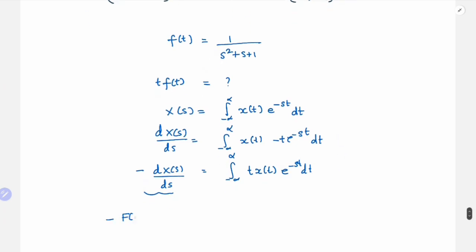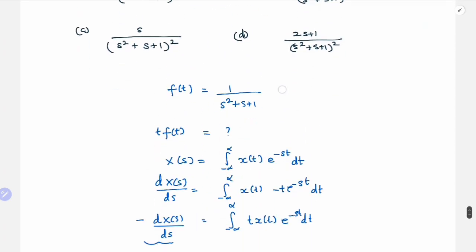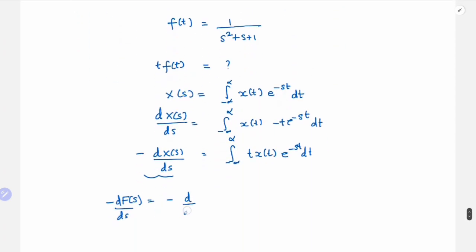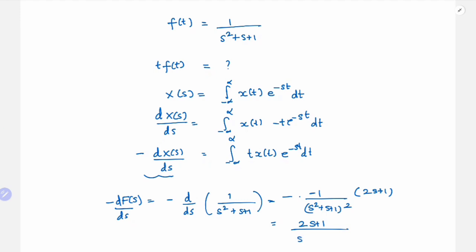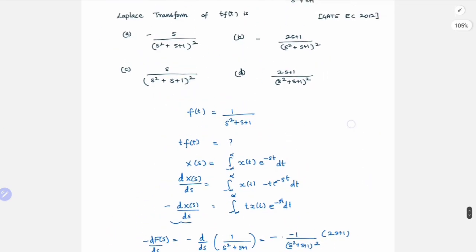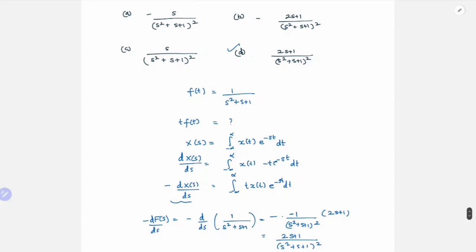So for F of s, I just need to take the derivative. So minus dF of s by ds is nothing but minus d by ds of 1 by (s square plus s plus 1). The derivative will be 1 by (s square plus s plus 1) whole square, with a minus sign, into 2s plus 1. So minus minus will cancel, and I'll have (2s plus 1) by (s square plus s plus 1) whole square, which is nothing but option D.